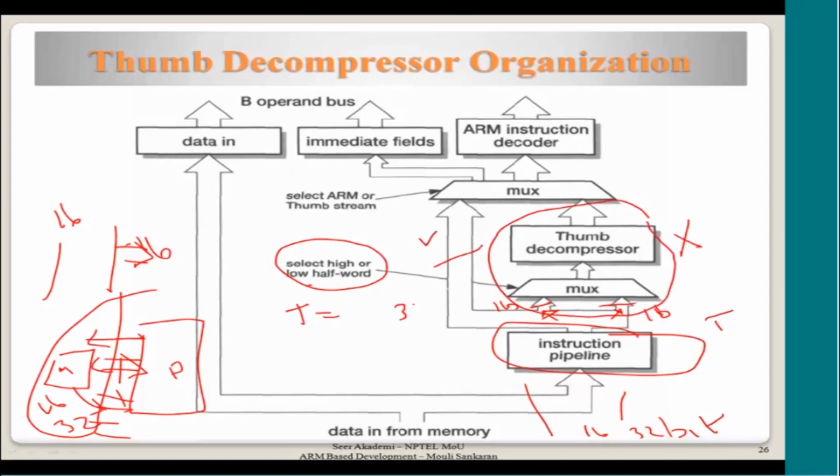This decompressor itself will not be there in the normal typical ARM state. What is the width of this? It will be 32. So this will not be functional when it is in ARM state. Suppose the T bit is 0, then a 32-bit ARM instruction comes and goes through this, and then it enters the decode stage. This is the pipeline fetch stage. This is the decode stage.